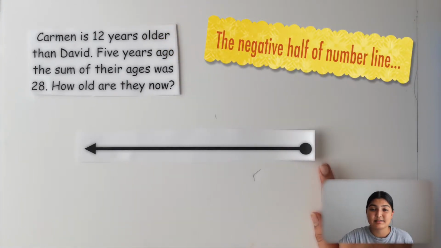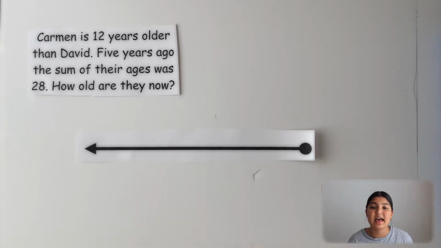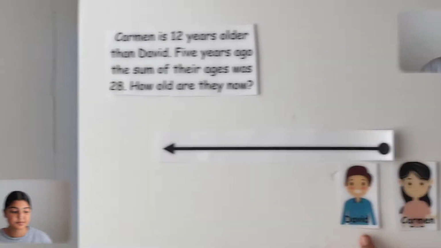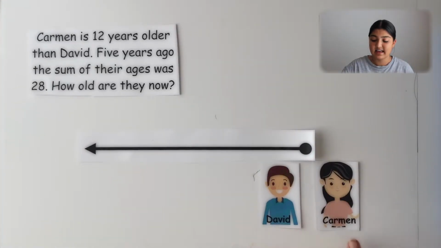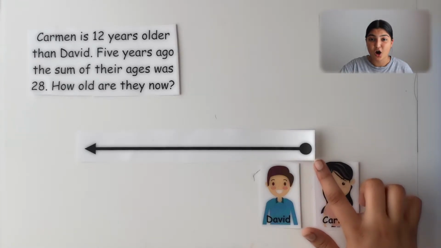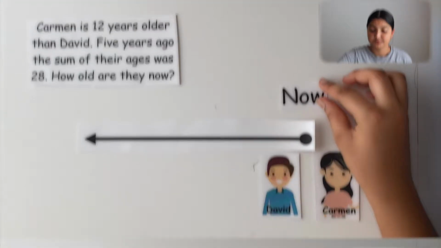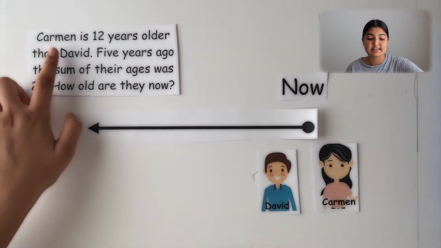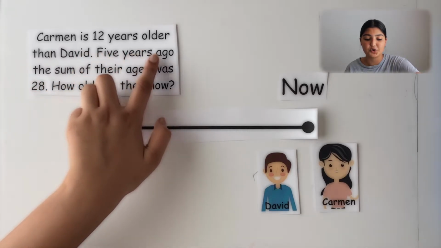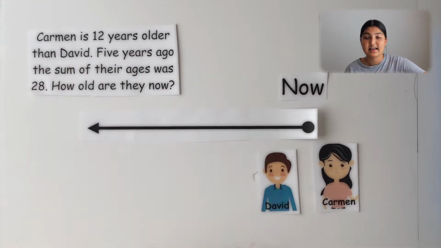Now this number line may not look like something you're used to seeing, but let's go through and understand the question. Here is David and Carmen. And let's place this point on our number line as their ages now. The question says that Carmen is 12 years older than David. And we are asked to find out how old both David and Carmen are now.